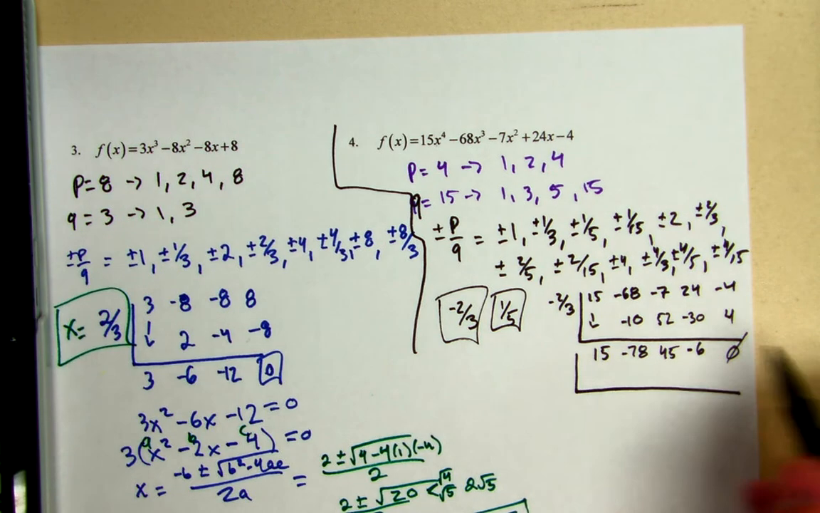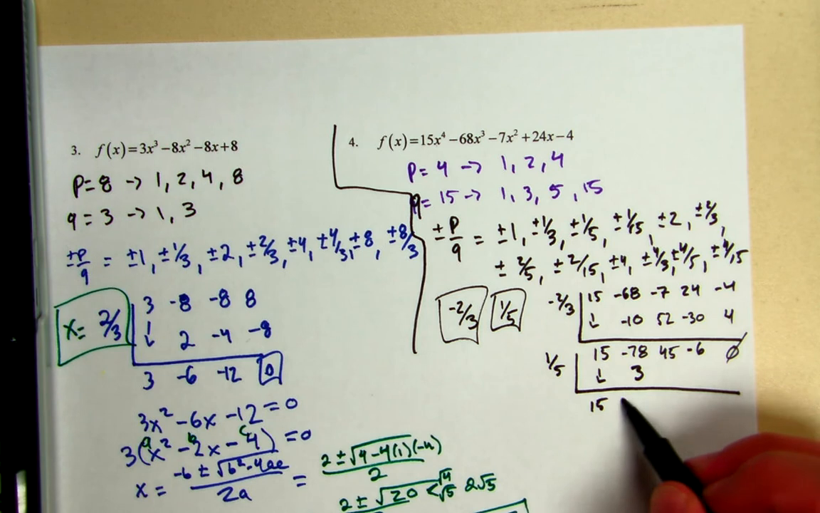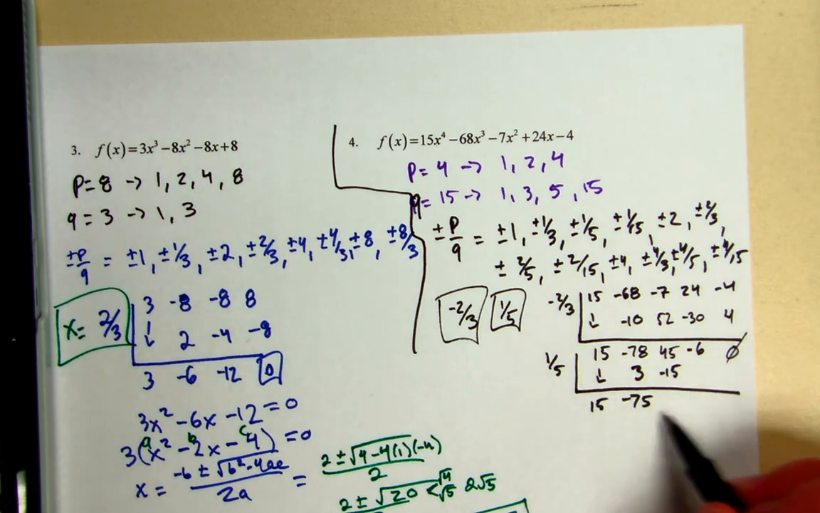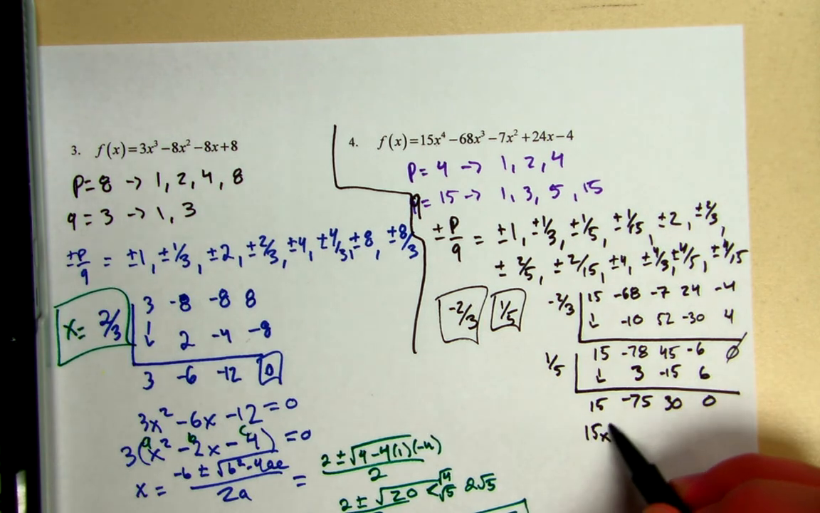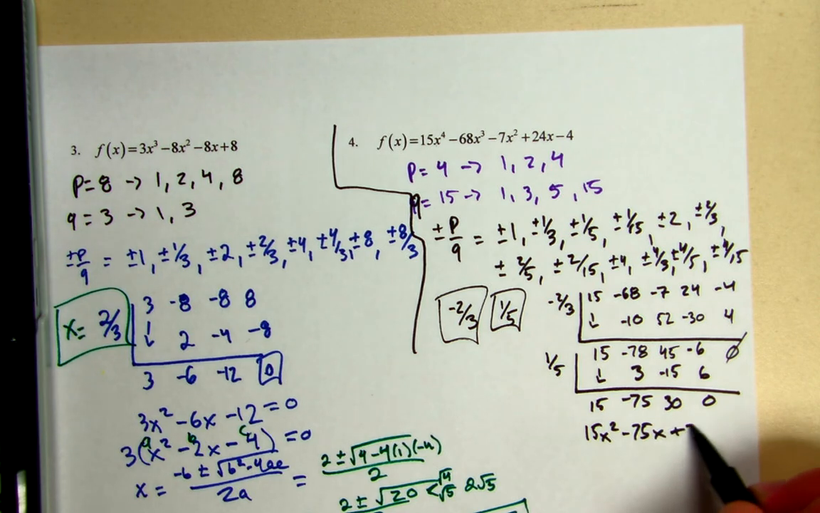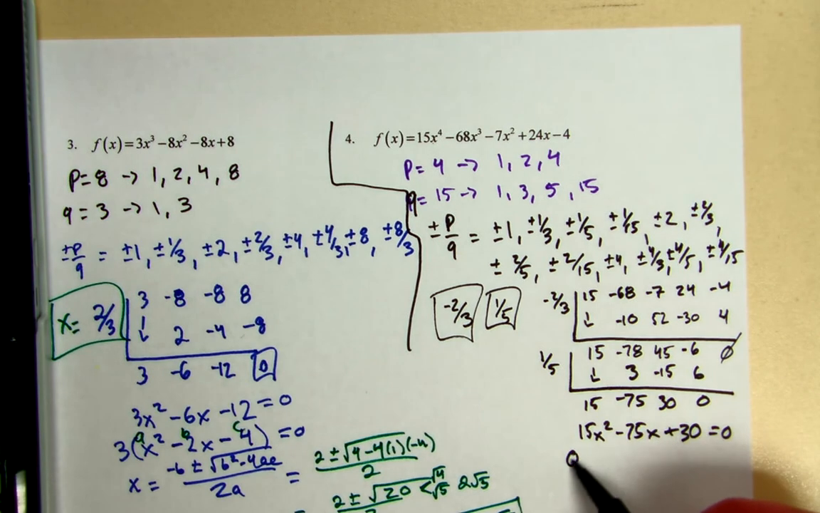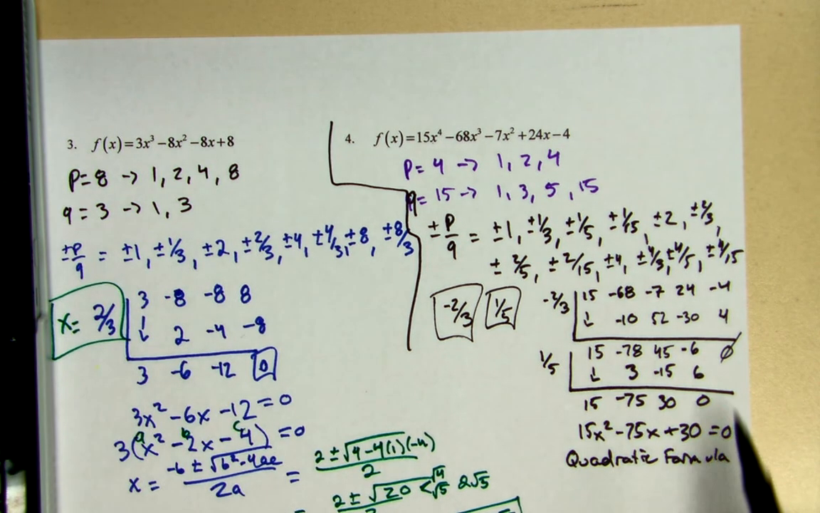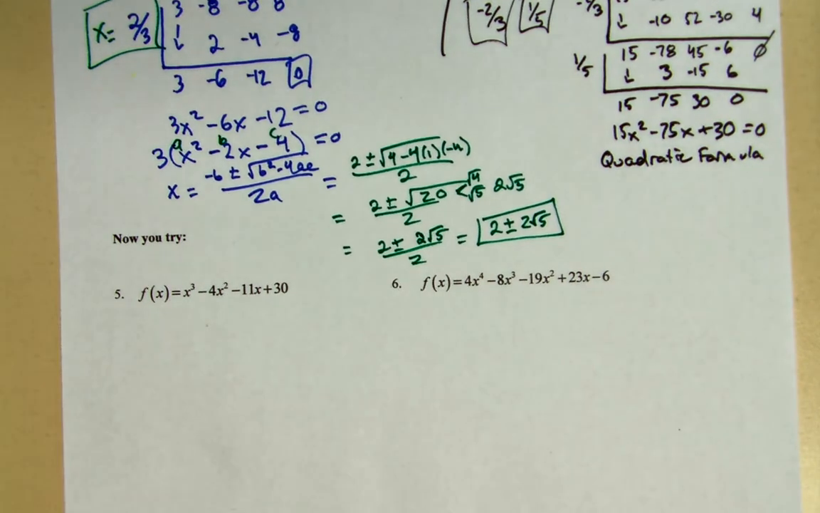Now, start synthetically dividing again by 1/5. Bring down 15, we get 3. Negative 75. 1/5 of that, we get negative 15, and that's going to be 30. 1/5 of that is 6. So here you've got 15x squared minus 75x plus 30 equals 0. And I'm actually going to stop here and let you do the rest. For this, you're probably going to want to use the quadratic formula. So find your remaining zeros for number 4, and then try these last two on your own, and bring those to class so we can discuss them.